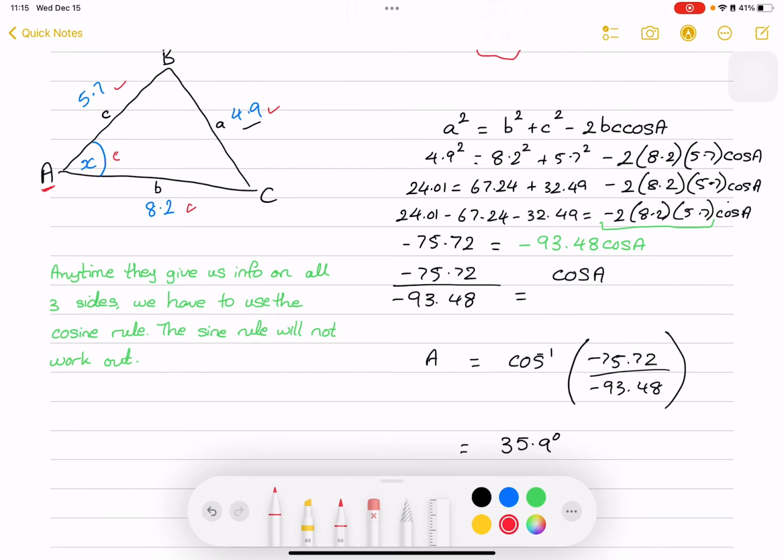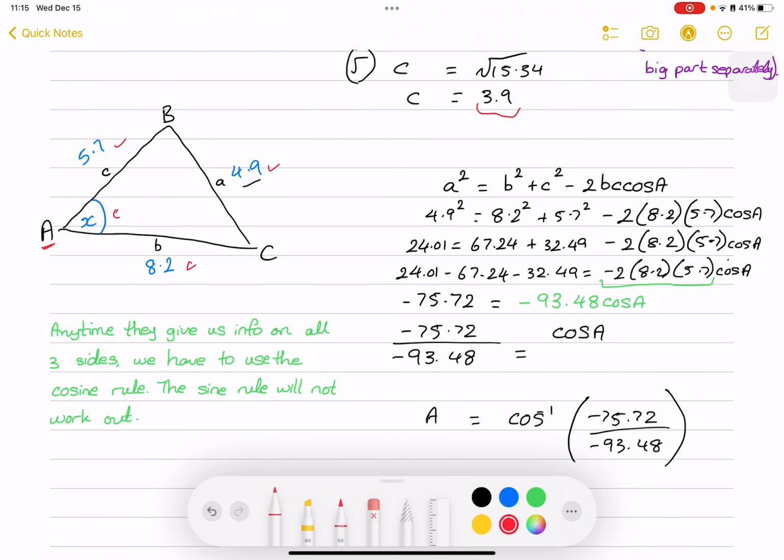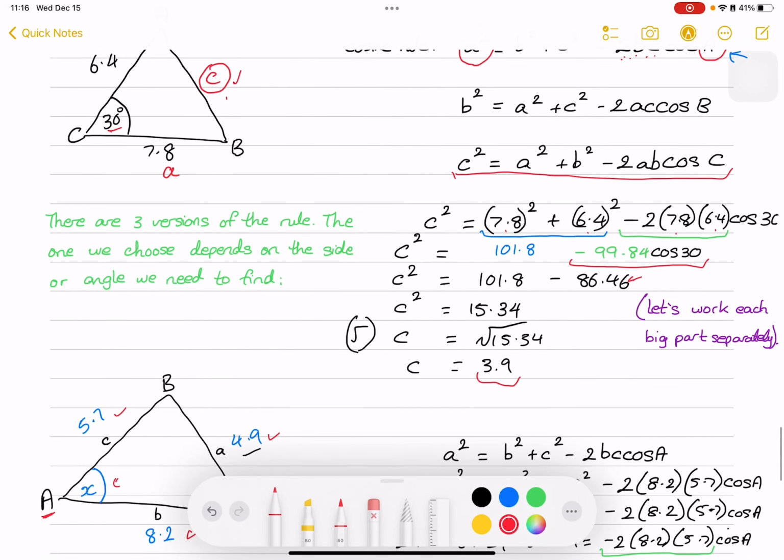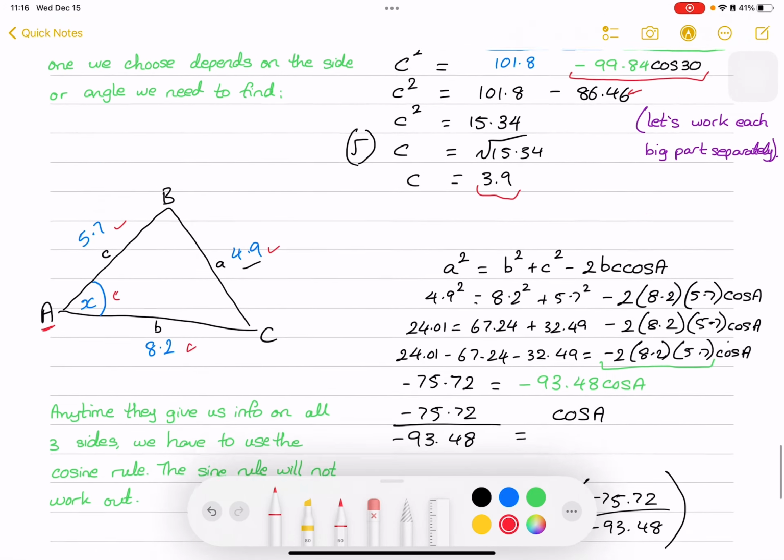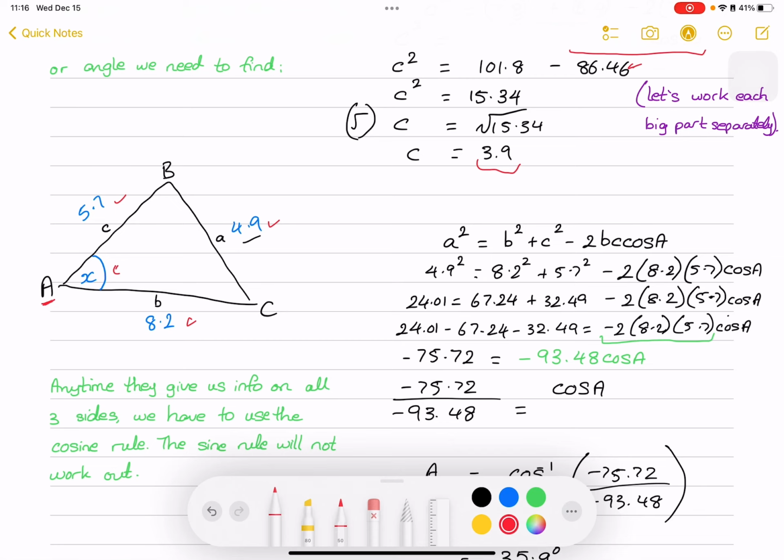This one uses a little bit more maths, but nothing really that much. So let us substitute now. a is 4.9, b is 8.2, c is 5.7. So we include 8.2 for the b, 5.7 for the c, and then cos A. We're trying to find the angle A, so we need to send everything to the other side and leave cos A alone. It's not as simple as the first one where c was already the subject of the formula.